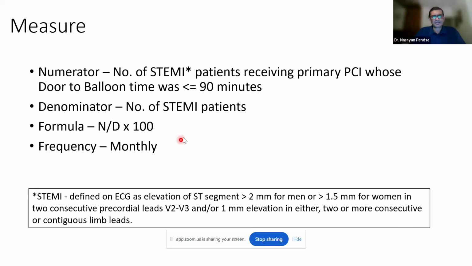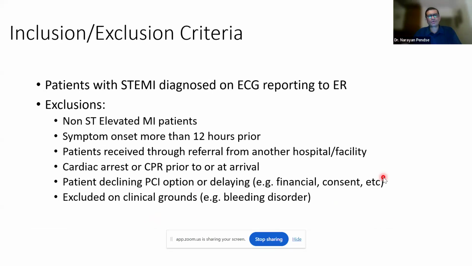frequency of reporting is monthly. How do you detect STEMI versus non-STEMI? It is on ECG, and it should be defined clearly what constitutes an ST elevation on ECG, so that there is no doubt left to anybody. And typically all this gets done in the stroke protocol. We need to look at inclusion and exclusion criteria for these patients also.